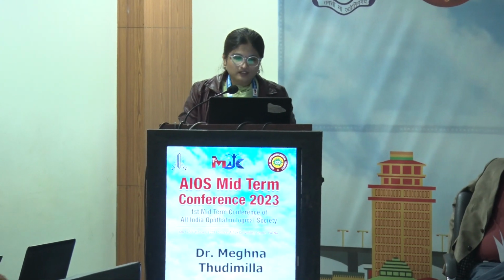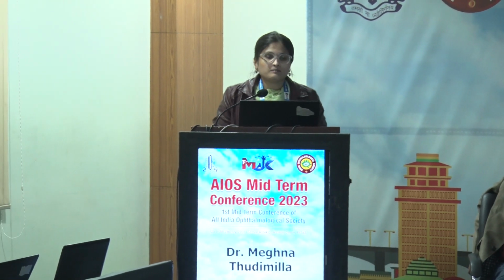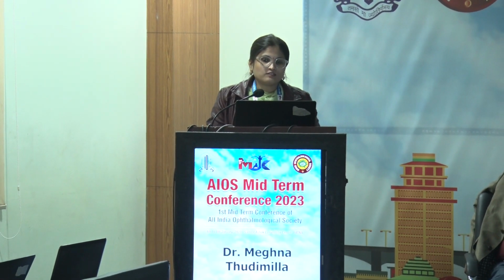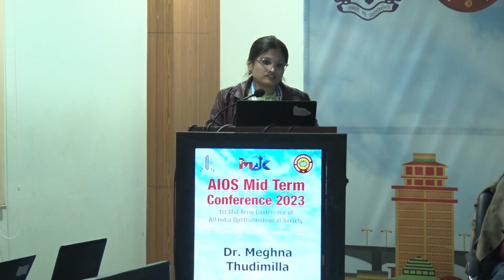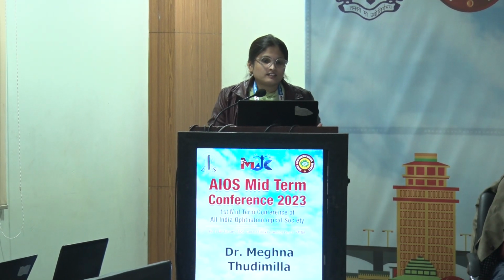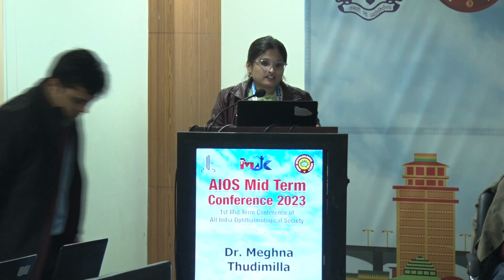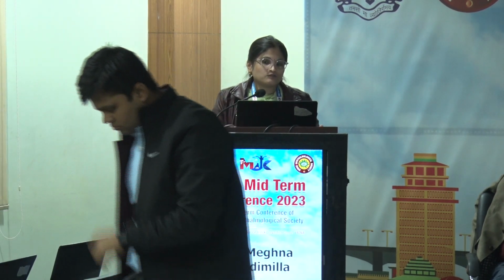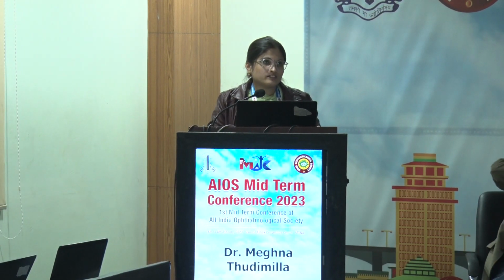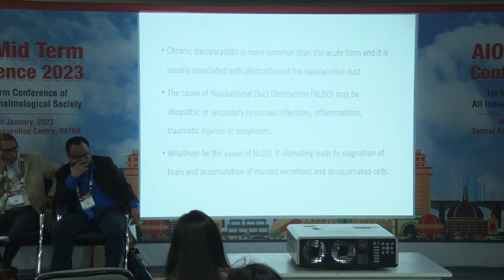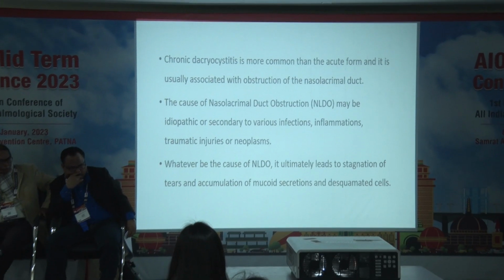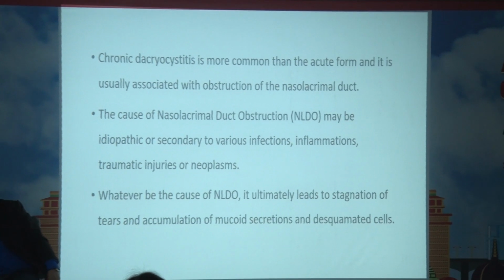Good afternoon, everyone. I'm Dr. Meghna. My paper topic is histopathological study of lacrimal sac in cases of chronic dacryocystitis. As already described, diseases of the lacrimal drainage system account for nearly 3% of visits to the eye clinic, and among them, chronic dacryocystitis is the most common one. It can be acute or chronic. Chronic is more common than the acute form, and it is usually associated with obstruction of the nasolacrimal duct.